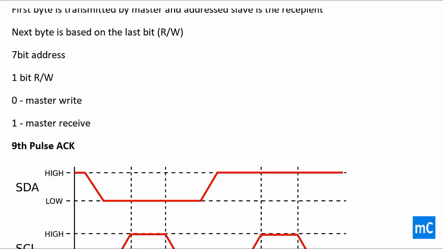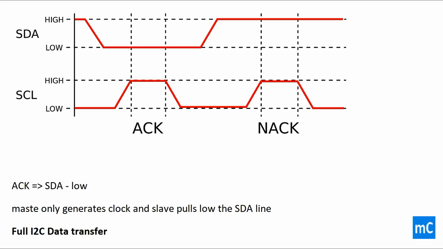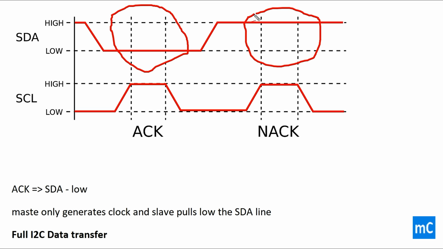And the ninth pulse is the acknowledgement bit. So the acknowledgement bit will look like this. Acknowledgement means data line to low. Here we can see this is the ACK, and this is not acknowledgement, or negative acknowledgement.